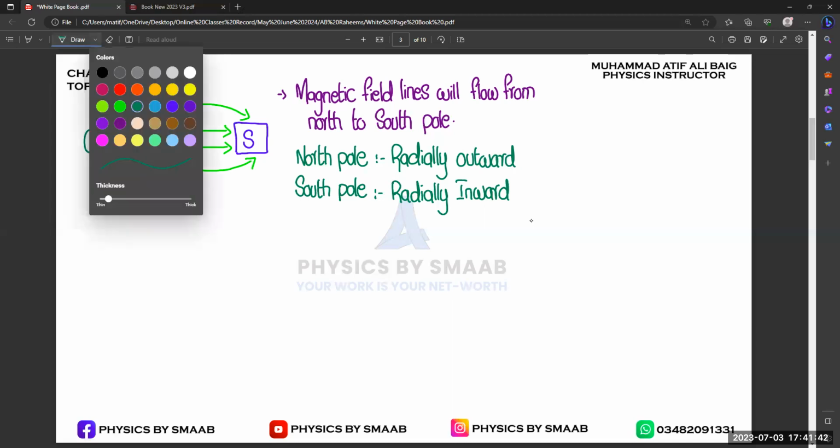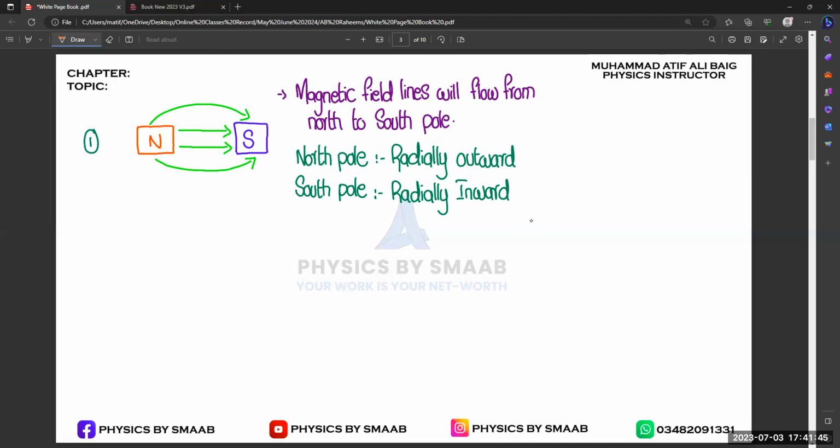And one more important thing, the second property we may write for the magnetic field: these lines will never intersect each other, right? Magnetic field lines never intersect each other.